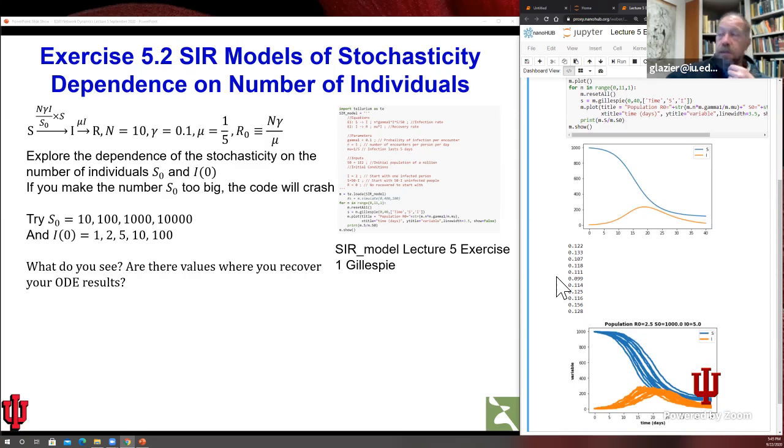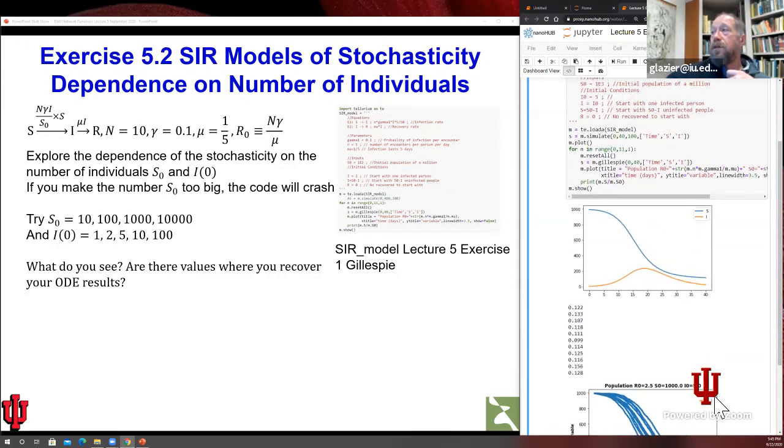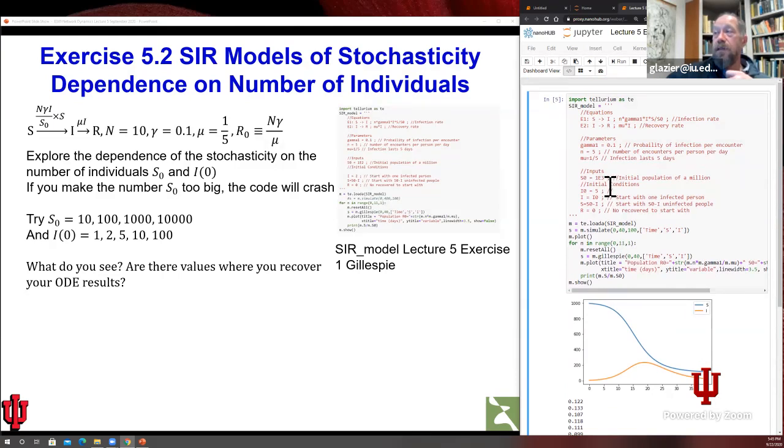Notice as I go to 1,000, things get to be smoother. I didn't have any cases where my infection died out completely, but there's still quite a range of the timings. Some of these things happen fast, some of them happen slow, and there's a distribution of the timings around my ODE simulation, and the final number of infecteds is somewhat variable too. So if I go to 1,000 population, the stochastic simulation is now getting closer to the deterministic one.